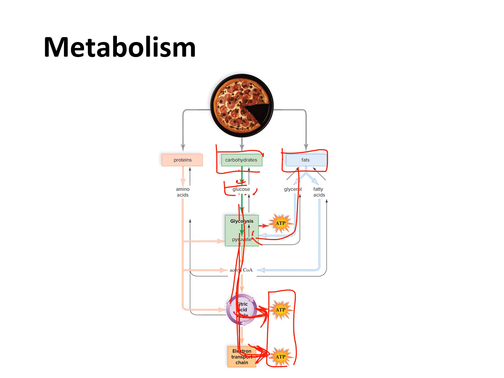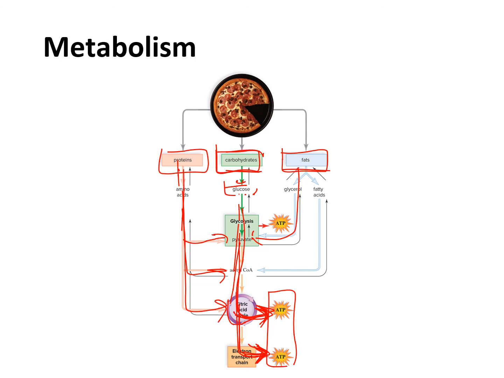Also, if, for example, you don't have any carbohydrates or fats available, proteins can also be broken down, and they can enter the cellular respiration pathway at a couple different points, and in this way provide ATP for your cells. So cells are able to adjust to the environment, adjust to the available molecules to produce ATP.